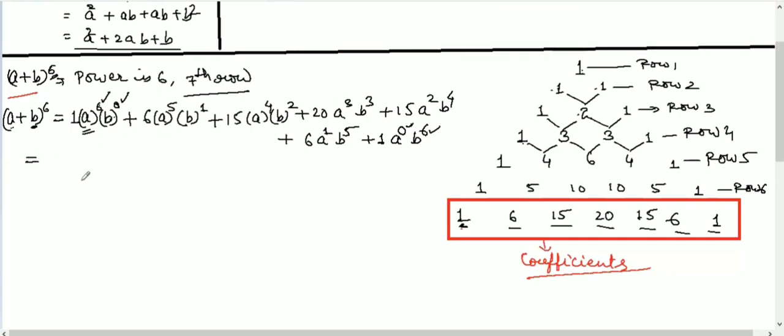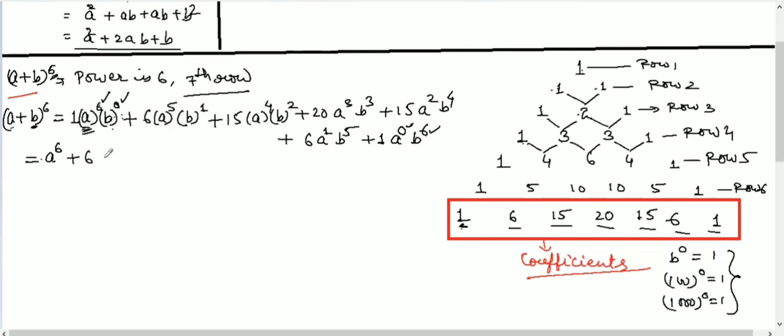Now write down one more step. So 1 is there, no need to write, and a to the power 6, and b to the power 0. Anything to the power 0 will be equal to 1. So 100 to the power 0 will give you 1, 1000 to the power 0 will give you 1. So b to the power 0 is 1, so no need to write it here.